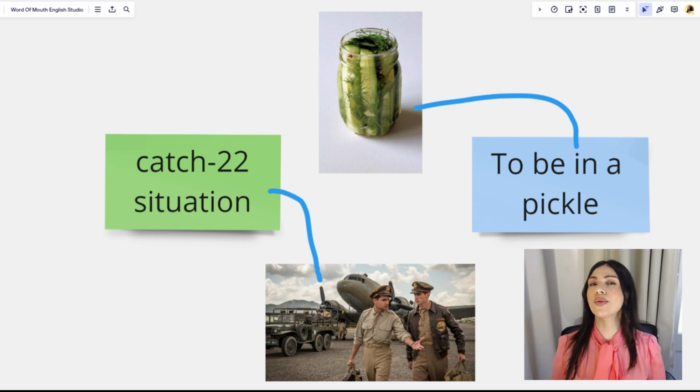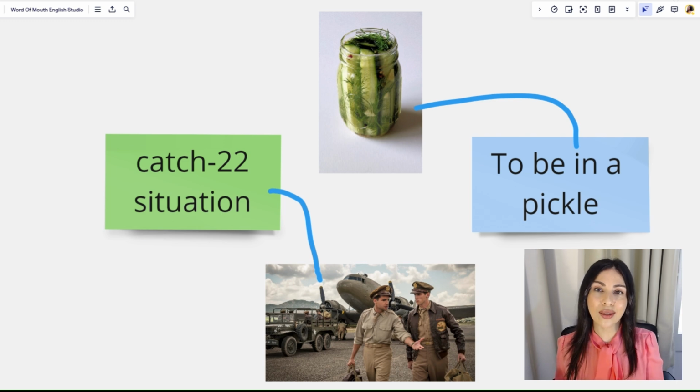A combat pilot was crazy by definition. Now, since Army regulations stipulated that insanity was justification for grounding, a pilot could avoid flight duty by simply asking. But if he asked, he was demonstrating his sanity. Anyone who wanted to get out of combat must be sane, and had to keep flying.